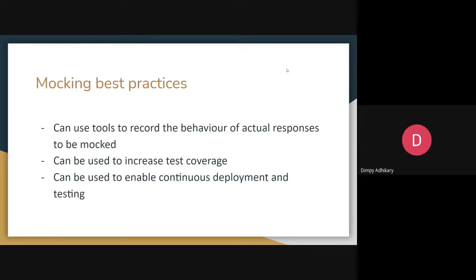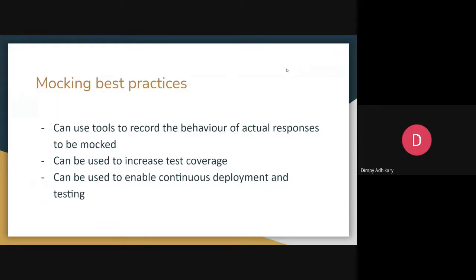Okay, so there are some best practices for when to use mocking. As I told, we can record the behavior of the response to be mocked. That will save time. How to record the behavior of the response? Tools like Postman or SoapUI. You make a call and save your response. If the API is already available, suppose you are testing a third party API, you can make one call, save the response, and then add that to the mock. So that recording is possible.